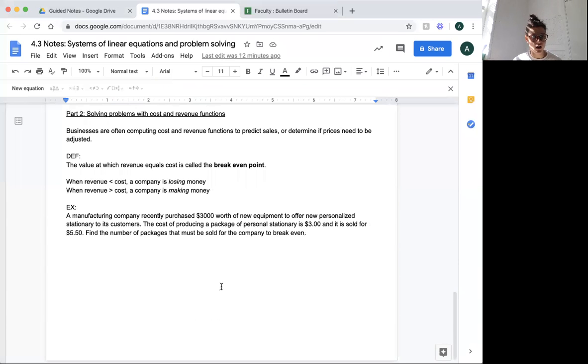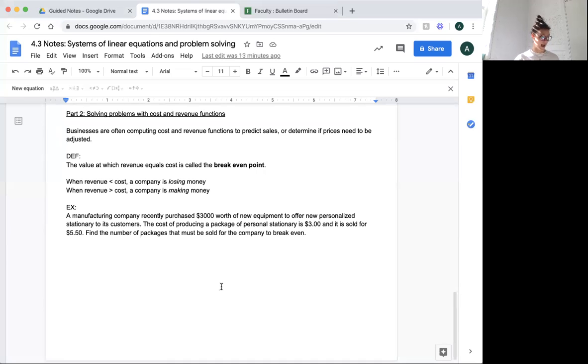Part 2 is solving problems with cost and revenue functions. So businesses are often computing cost and revenue functions to predict sales or determine if prices need to be adjusted. We have a quick definition here. The value at which revenue equals cost is called the break-even point. And then when revenue is less than cost, a company's losing money. When revenue is greater than cost, a company's making money.